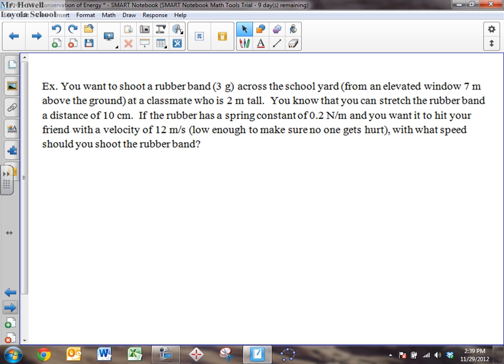If the rubber band has a spring constant of 0.2 newtons per meter, that's the K value, and you want it to hit your friend with a velocity of 12 meters per second, low enough so that no one gets hurt, with what speed should you shoot the rubber band? With what speed should you shoot it? So we're looking for V_i.